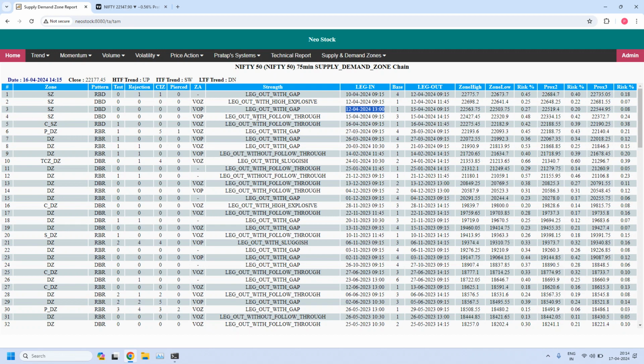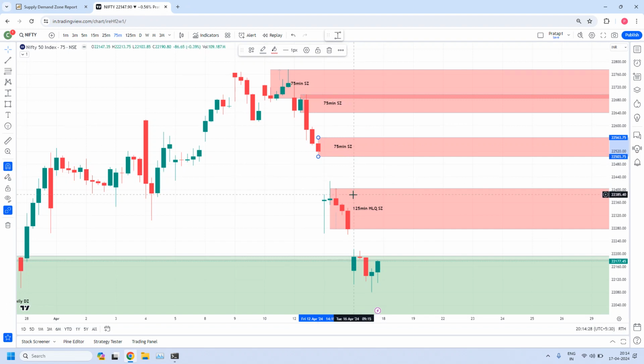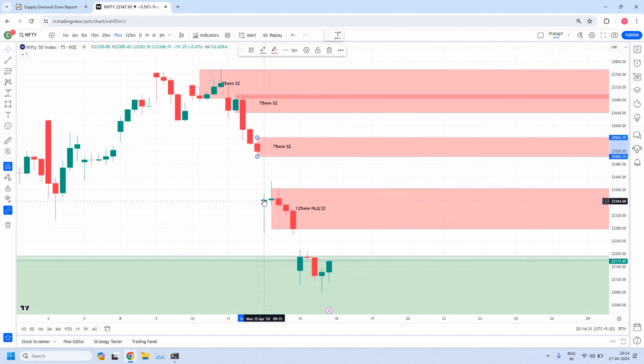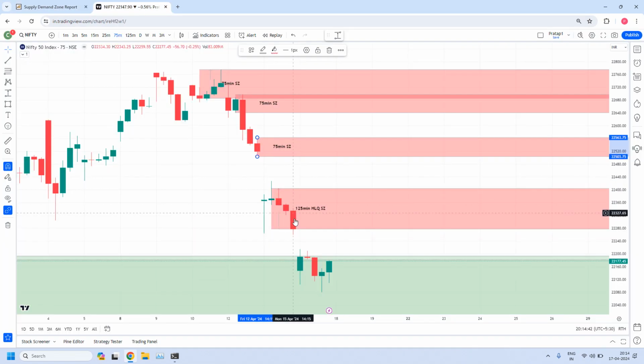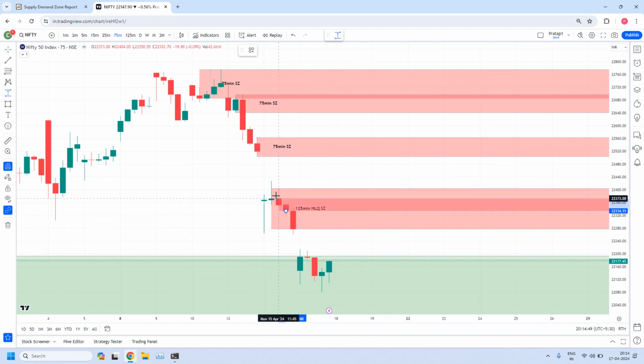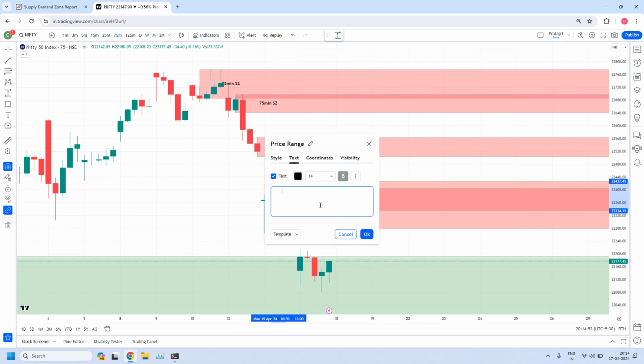And below again one more supply zone, 15-4, 9-15, 3 base candles. So this is the 1 and 3 base candles, and then a drop candle, follow through candles. 15-4, 14-15. So this is a leg out candle. So this is the way software identified this zone. This has a 75 minute zone, but not a high liquidity zone. But 125 is a high liquidity zone.